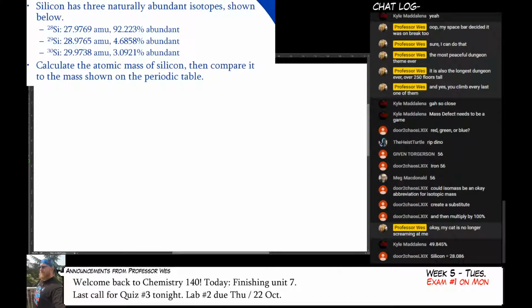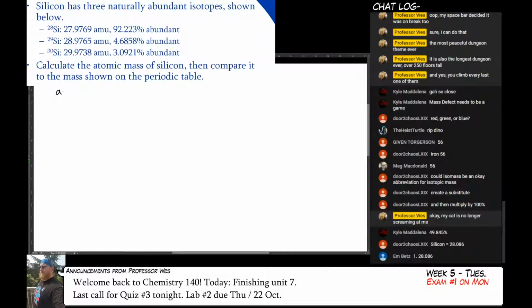So we've got silicon 28, 29. Oh, I don't want to actually do that. All right, so we've got the average atomic mass, which is equal to the percent abundance of silicon 28 times the mass of silicon 28. Same thing for silicon 29 and silicon 30.